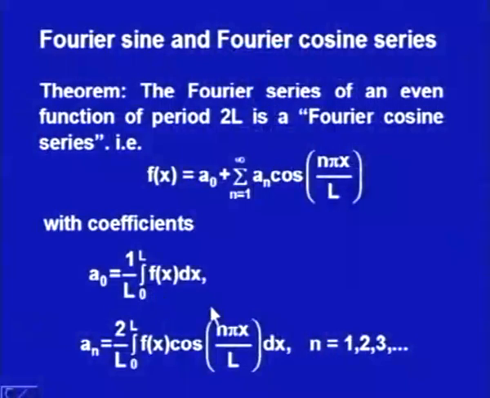Now, what we are saying is that because it is an even function, the integral from minus L to plus L of f(x) dx is 2 times the integral from 0 to L of f(x) dx. So, we are changing this integral to 0 to L only. Similarly, in a_n also the integral is being changed to 0 to L.